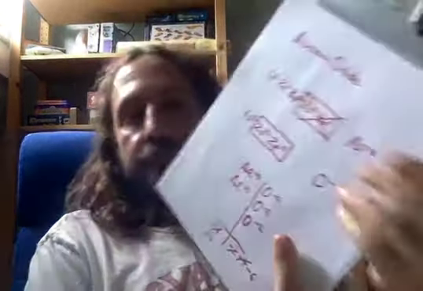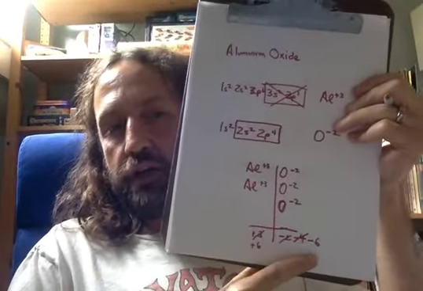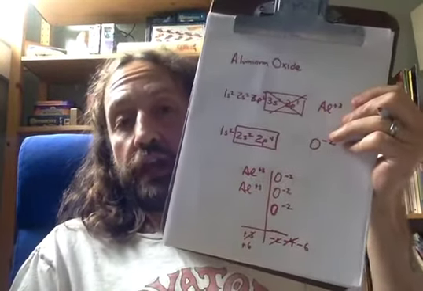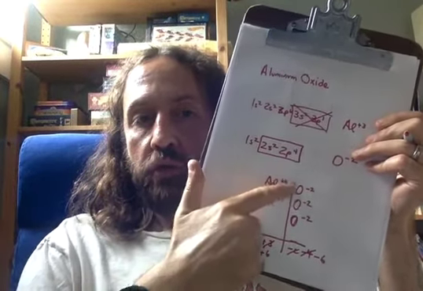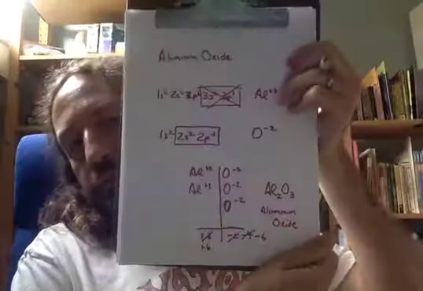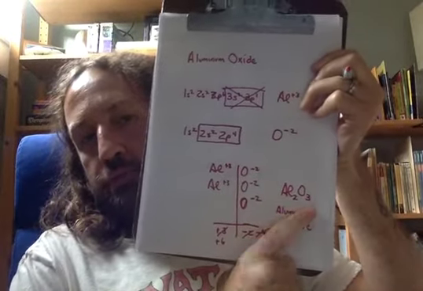What's smaller? The 4. So I'm going to add to this side. Okay, that was an ugly O. Don't judge me. And so now, oops, I've got +6 here, -6 here. Those charges cancel out. And that's going to be what my formula is. 1, 2 aluminum, 1, 2, 3 oxygens. And so Al2O3 is aluminum oxide. Boom, boom. There you go.